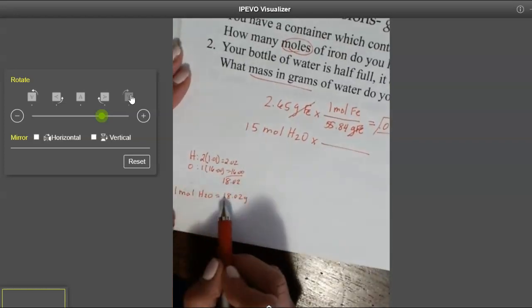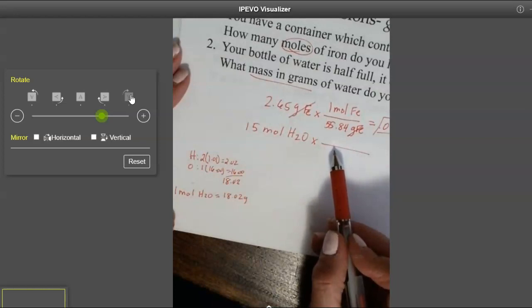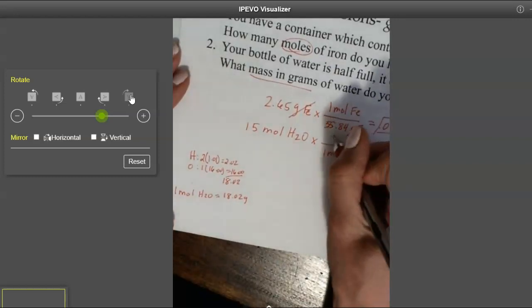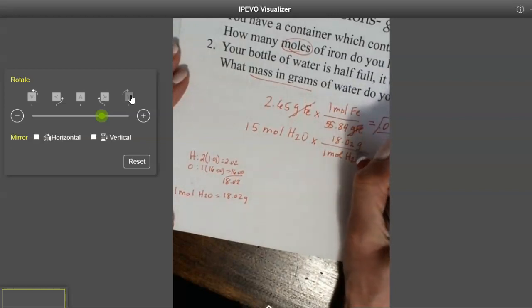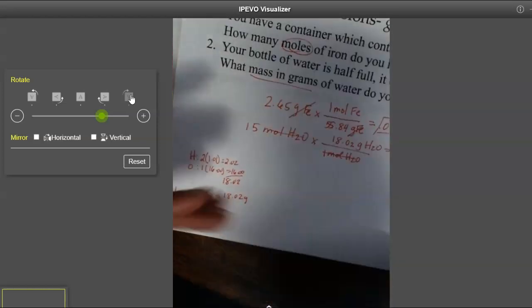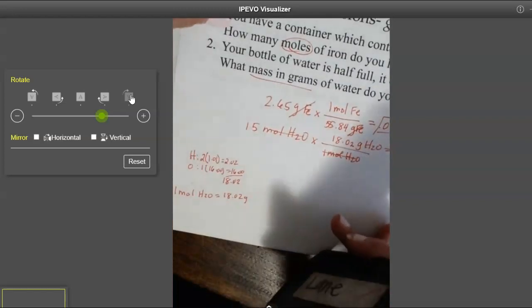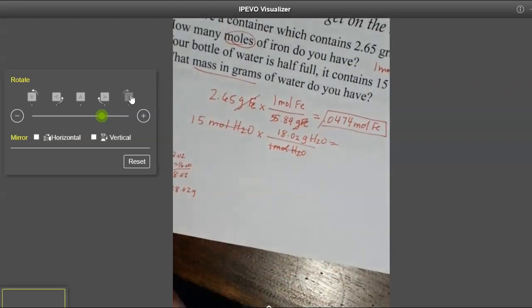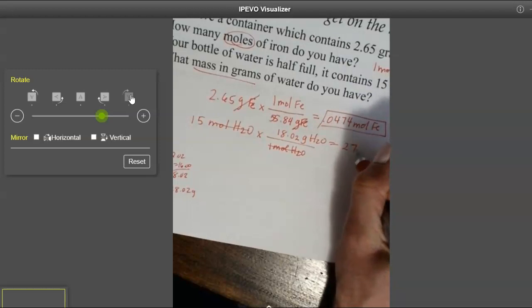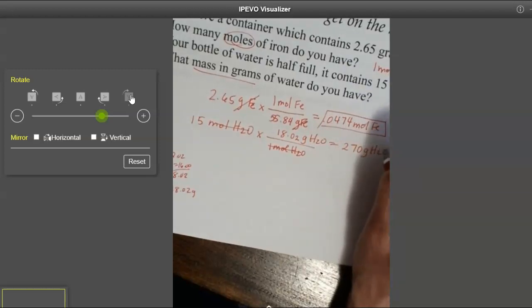So I'm going to take this equality and put it into my conversion factor. Whatever I want to get rid of goes on the bottom. So 1 mole of water is equal to 18.02 grams of water. So now I'm going to cancel my moles out. I'm going to multiply straight across. Looks like we're starting with 2 sig figs, so I want to end with 2 sig figs. So 15 times 18.02 is equal to 270 grams of water.